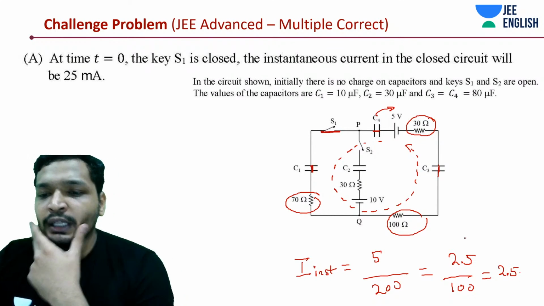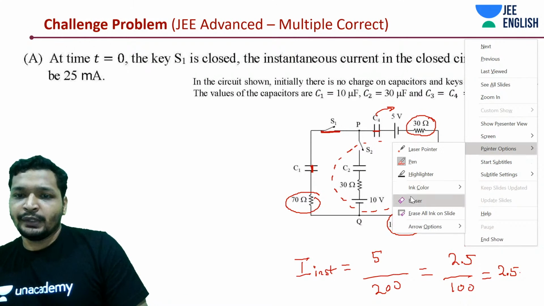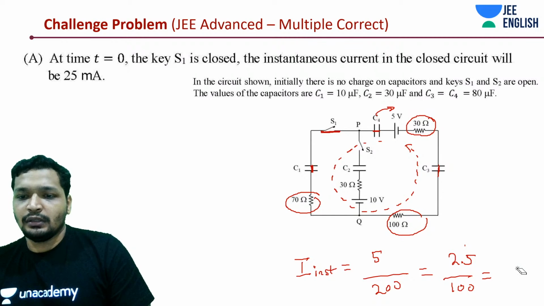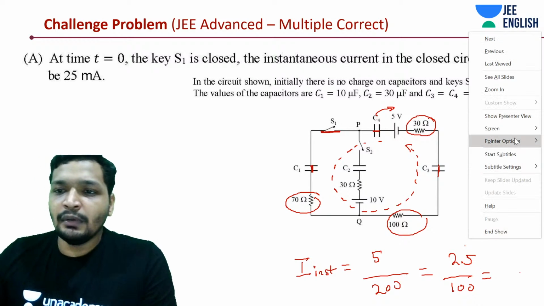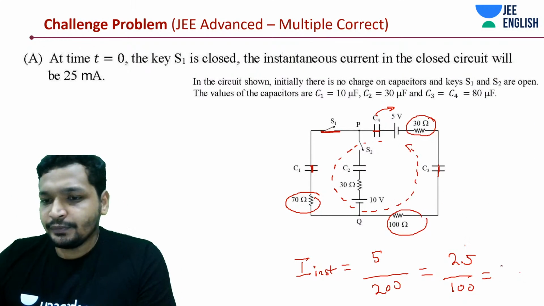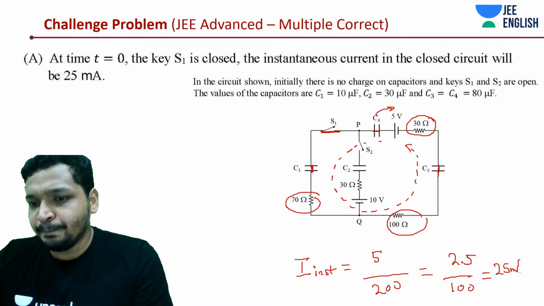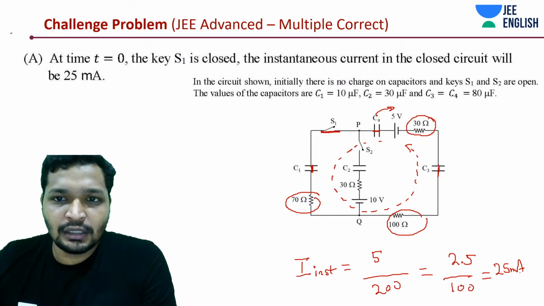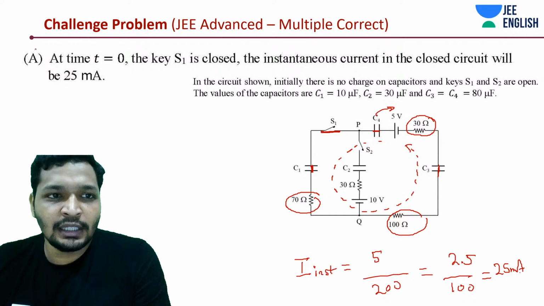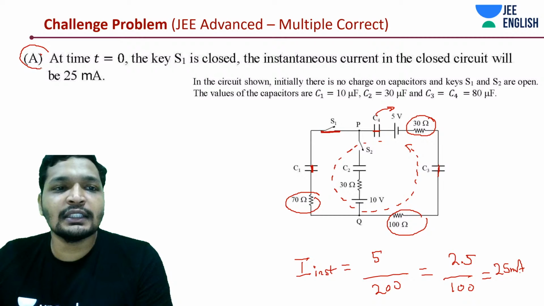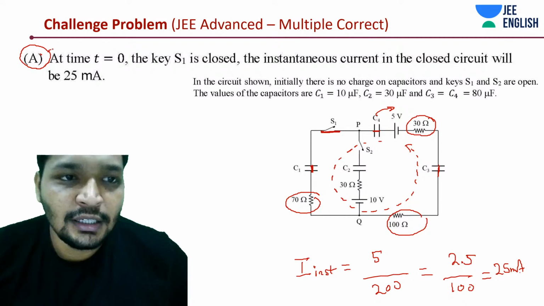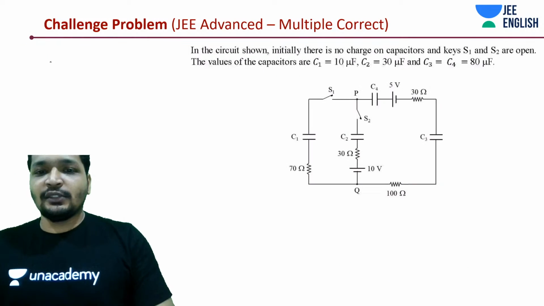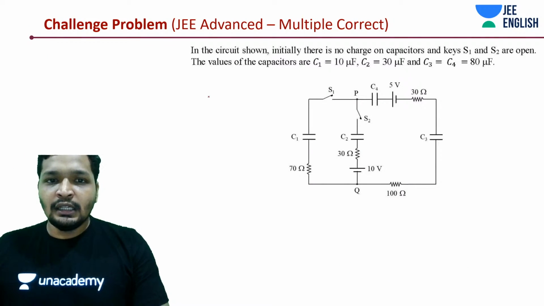Okay, I think we need to read the question. Okay, 25 milliamperes. That is correct. Easy? Pretty easy, right? So we got the first lucky option. I'm calling this lucky because our first answer itself is correct. That is the thing about multiple correct answers. You crack one question, you get the marks. So let's move on to the next thing.